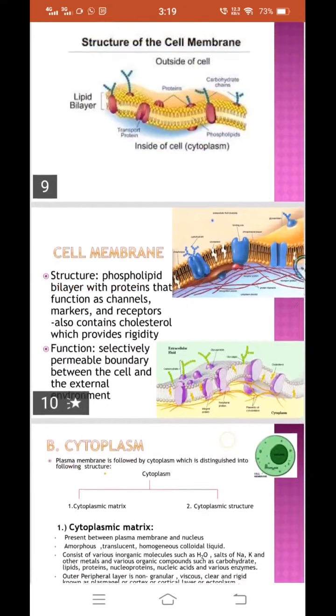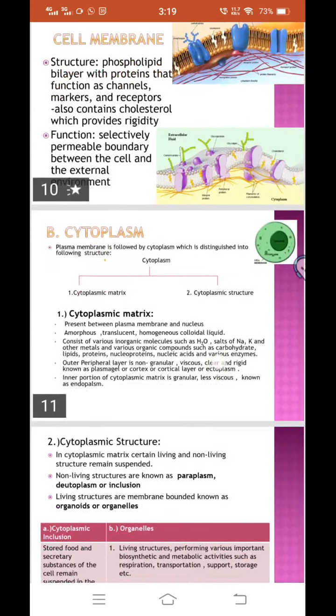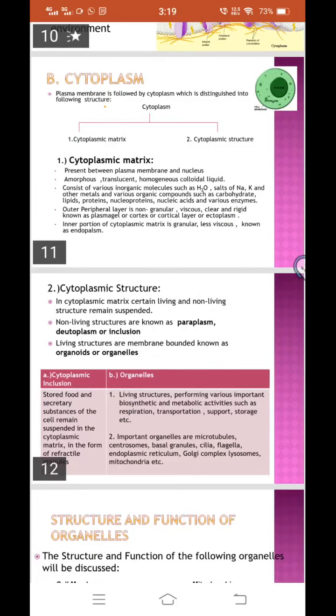Okay? So this is the cell wall and the plasma membrane, which is very important for the cell and which protects the cell from the outer world. Now after this cell wall and the plasma membrane, we will discuss the next structure, that is the cytoplasm.